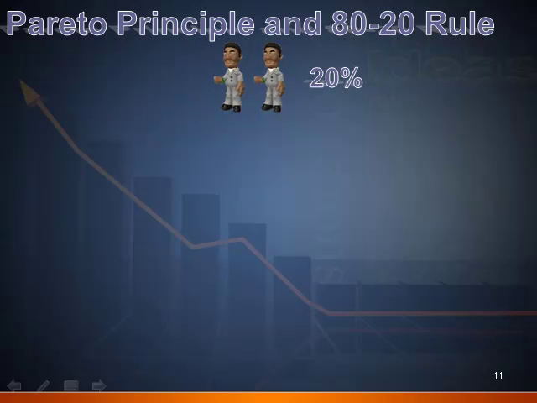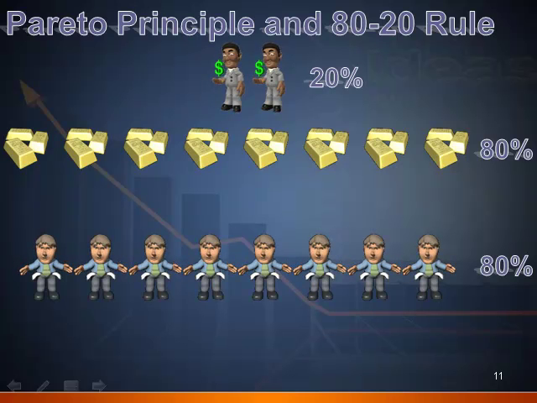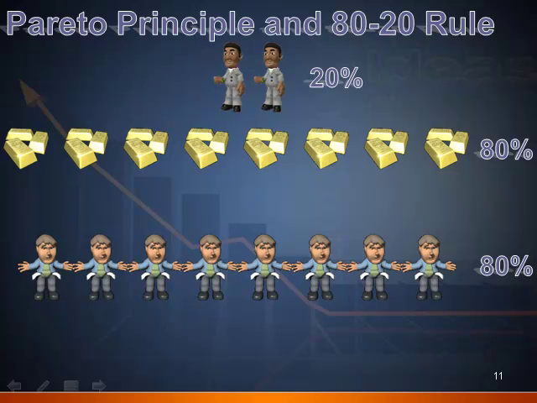He created a mathematical formula that said 20% of the people owned 80% of the wealth, and 80% of the people shared 20% of the wealth.